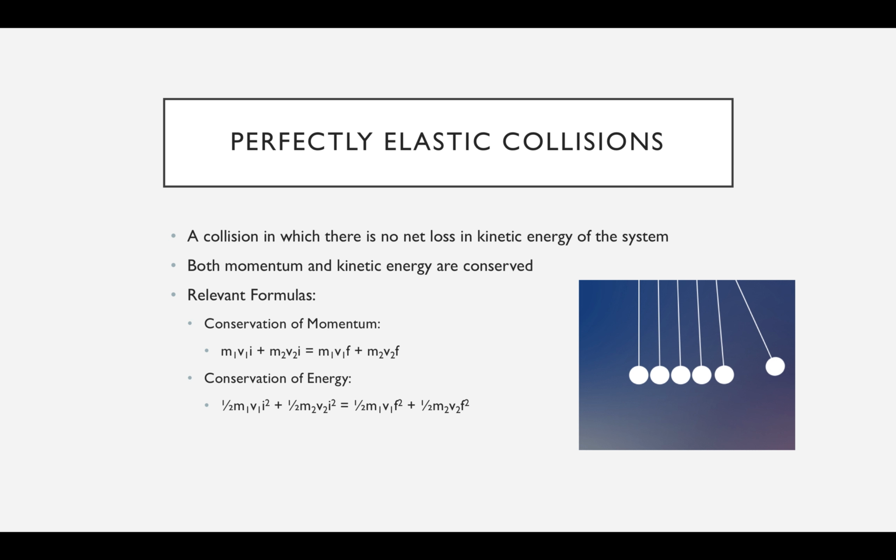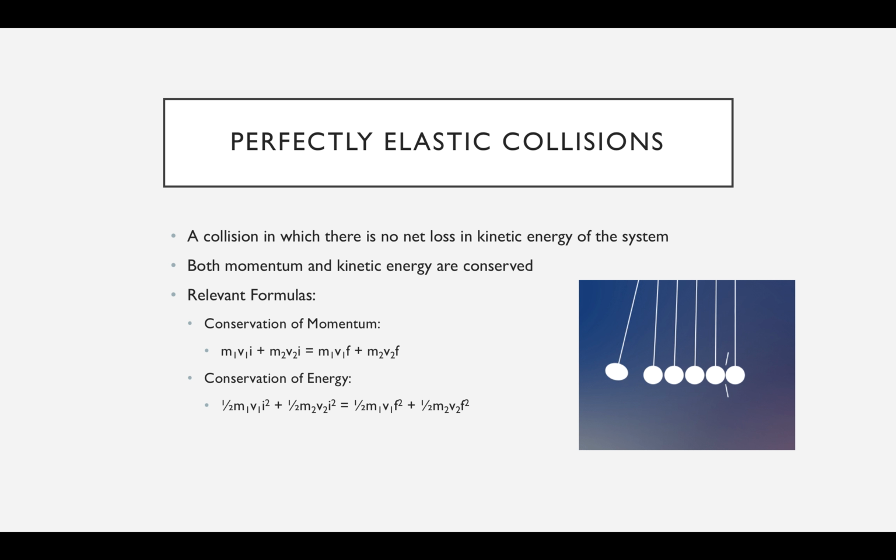Perfectly elastic collisions are described as a collision in which there is no net loss in kinetic energy of the system. Both momentum and energy are conserved in this type of collision. A good example of an elastic collision is seen in the image below. This Newton's cradle is transferring the momentum of one ball to another while also conserving the momentum of the system. The energy is similarly conserved from the initial conditions of the ball to the final conditions of the ball.